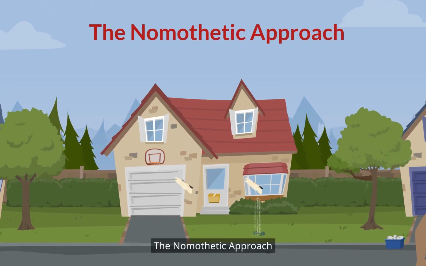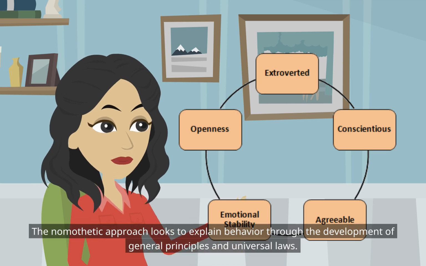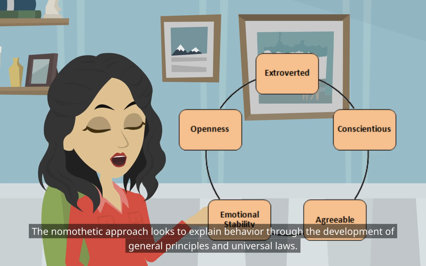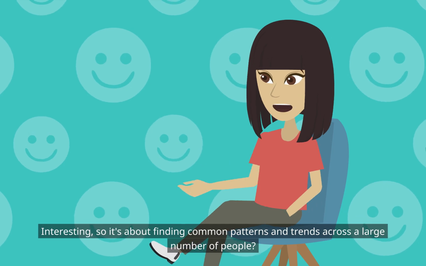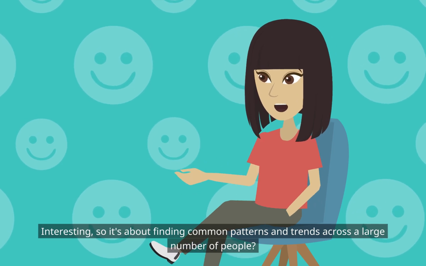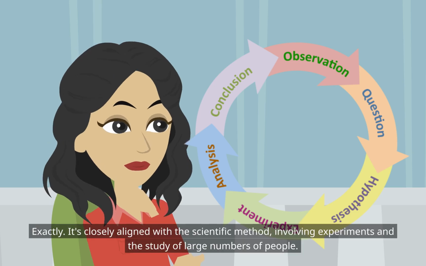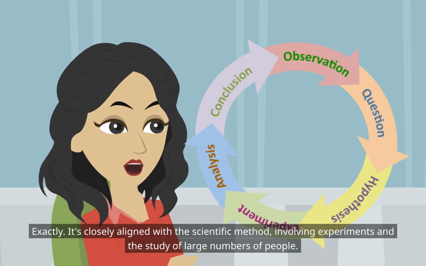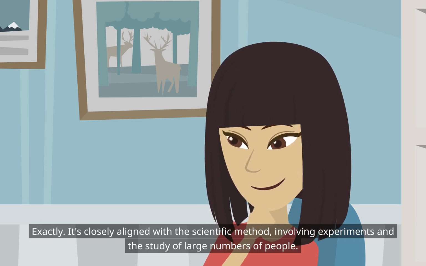The Nomothetic Approach. The Nomothetic approach looks to explain behavior through the development of general principles and universal laws. Interesting. So it's about finding common patterns and trends across a large number of people? Exactly. It's closely aligned with the scientific method, involving experiments and the study of large numbers of people.